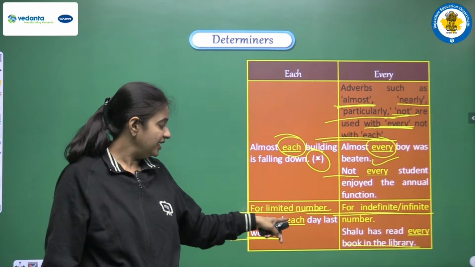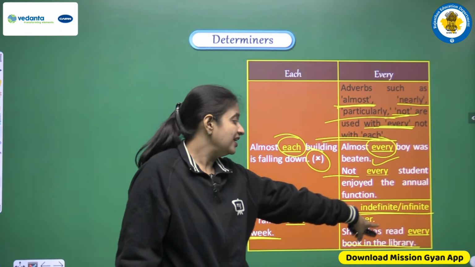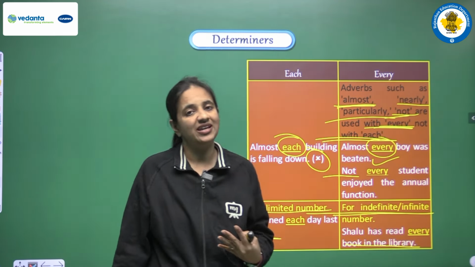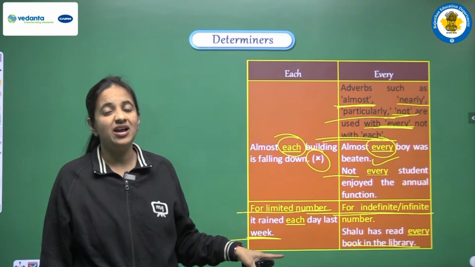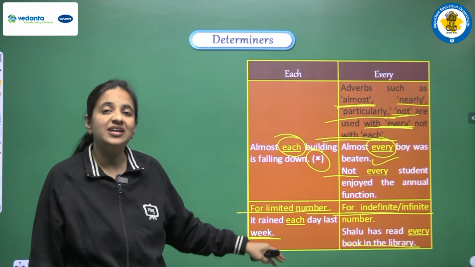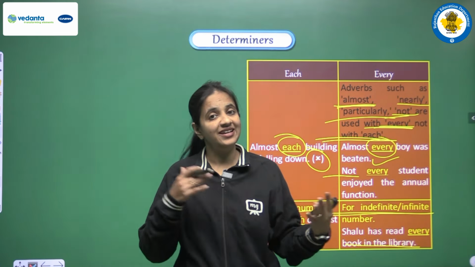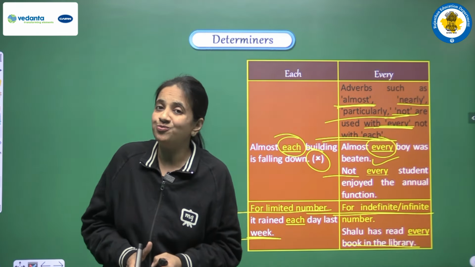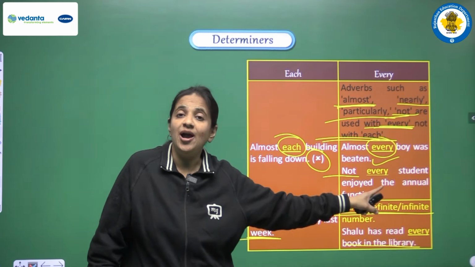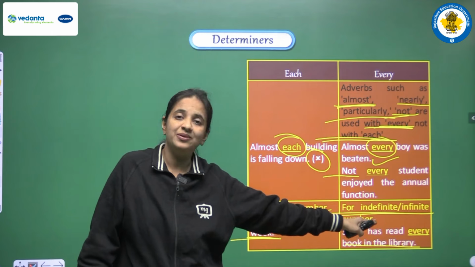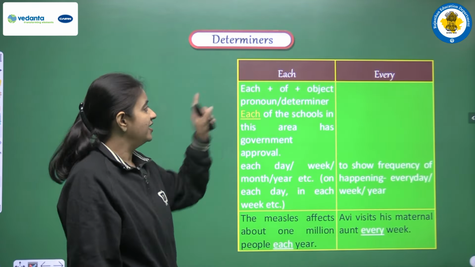So we can say that each is used to show a definite number, or we can say a limited number, but every is used to show an indefinite number, or we can say an infinite number. Like we are talking about week here in this sentence. So in a week we are having only 7 days, so that time we can use each in this example. But here we are talking about the books that are there in the library. So a library is full of books. Okay, so it's an infinite number. To show infinite number, we have to use every, like in the example that we are having here. Clear?